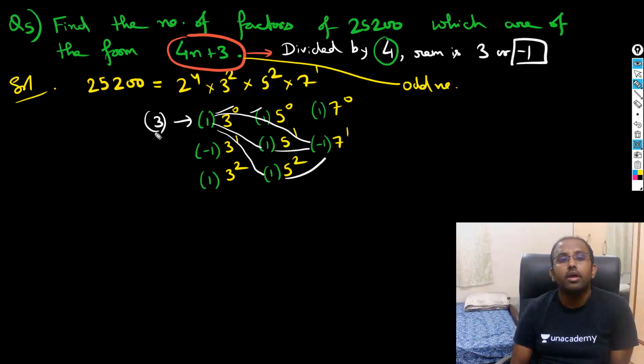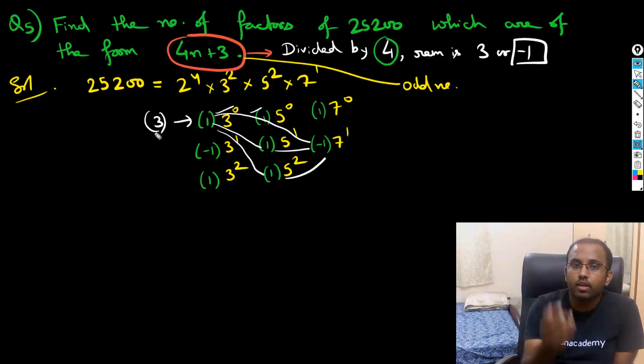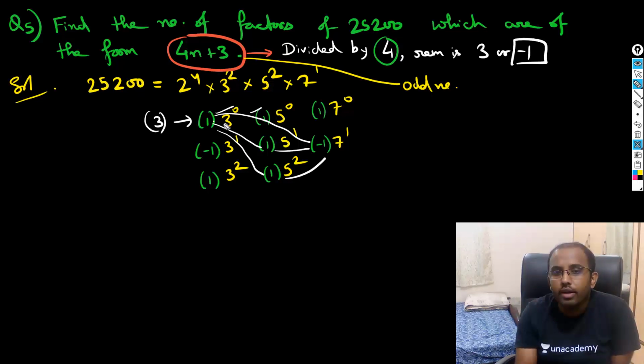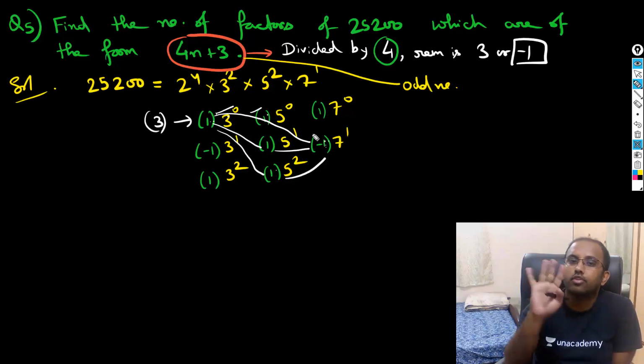For example, if you want to calculate those factors, multiplying 1 into 5 is 5 and 5 into 7 is 35. That means 35 is a factor which you divide by 4, remainder is 3. So I'll get 3 such factors: 1 into 5 into 7, 1 into 1 into 7 and 1 into 25 into 7. There are 3 such factors, right?